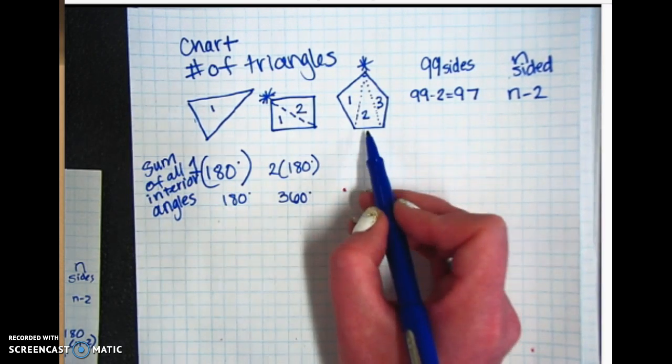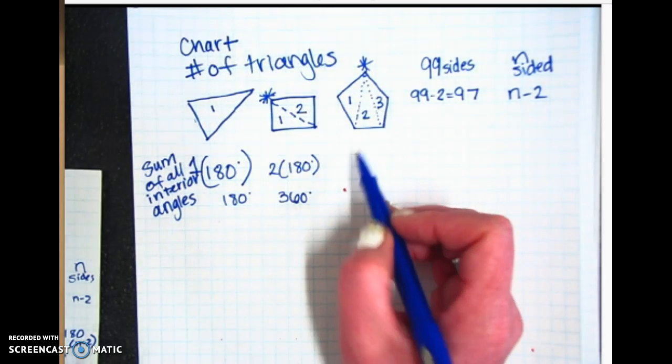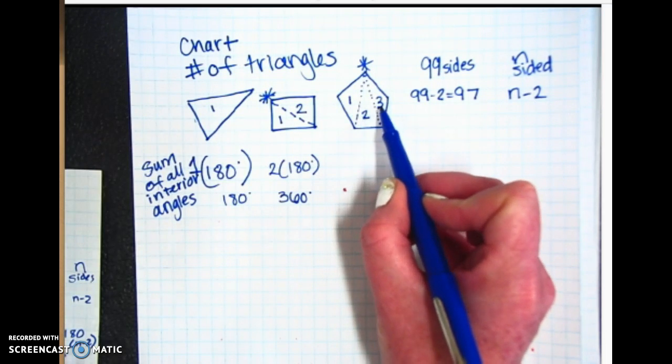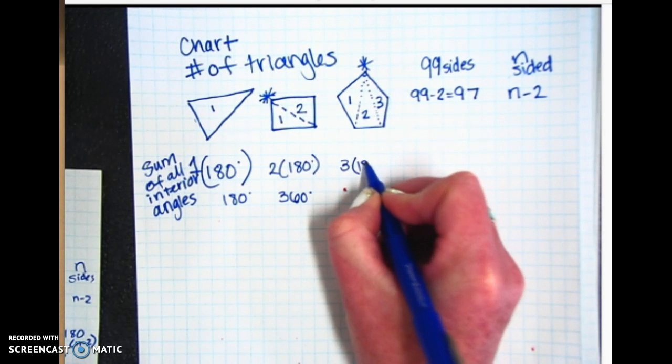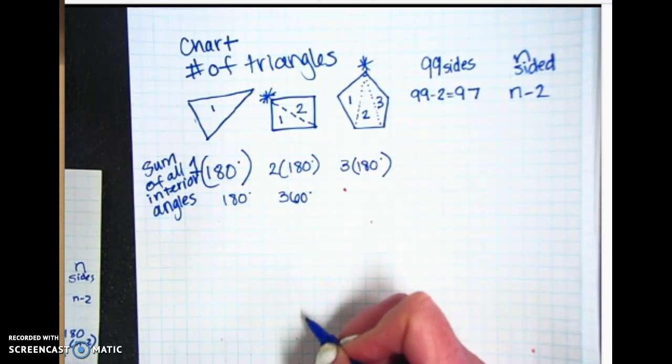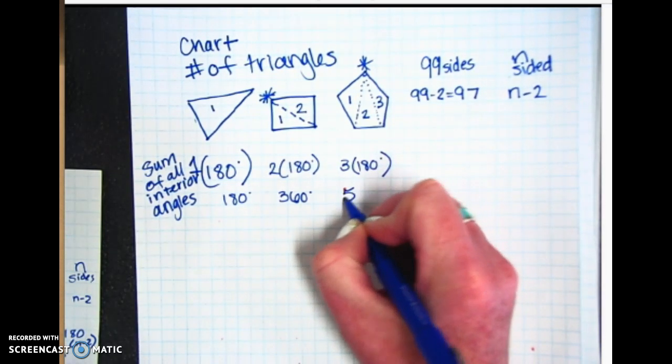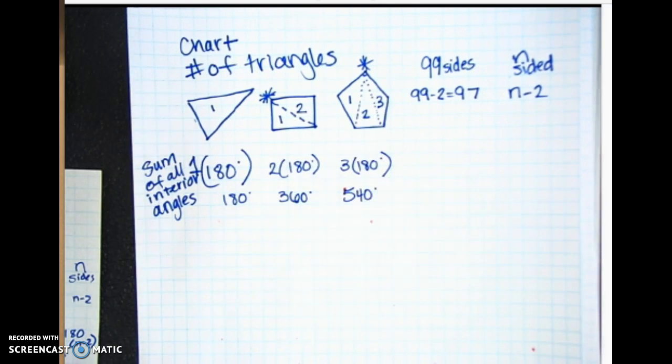All right. Now, with a pentagon, we created 3 triangles inside of it. So we say 3 times 180 degrees. If you multiply that out, you should get 540 degrees. Okay?